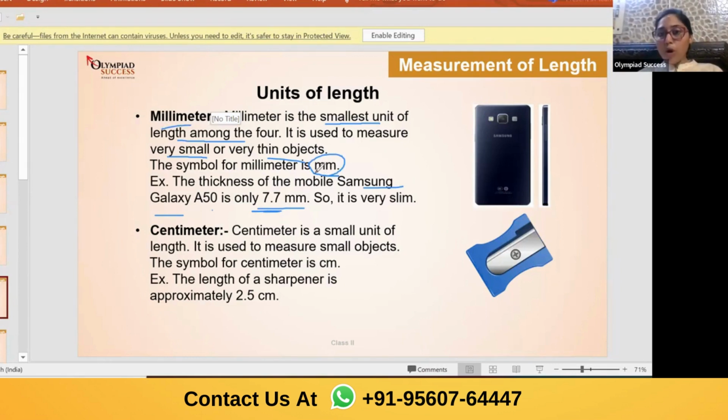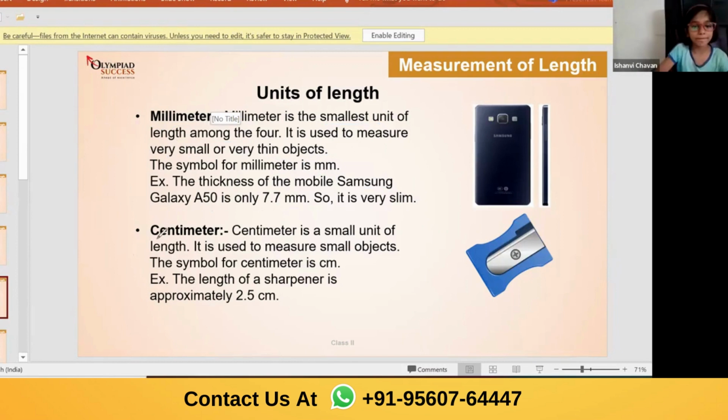The short form of millimeter is mm. Okay. Next, Ishanvi, would you like to read the next one? Yes, ma'am.